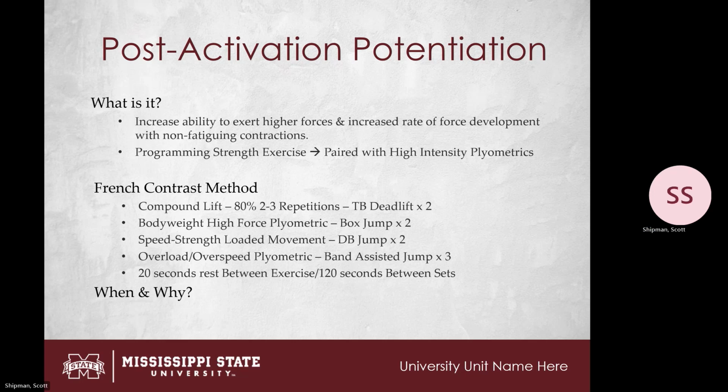One of the most famous versions of PAP is going to be your French contrast method. It's going to be a compound lift, so squat is a good example, or trap bar deadlift for a set of 2 to 3 repetitions at 80%. A body weight high force plyometric, so a box jump, followed by a speed strength movement, a dumbbell jump, and then an overload overspeed plyometric with a band assisted jump. Between each of these, you'll rest 20 seconds. Between each set, you'll give 120 seconds rest.